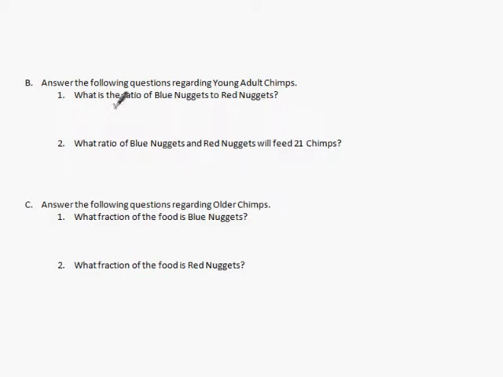So 6 cups blue to 4 cups red. That is a ratio. Using the word to makes that a ratio.